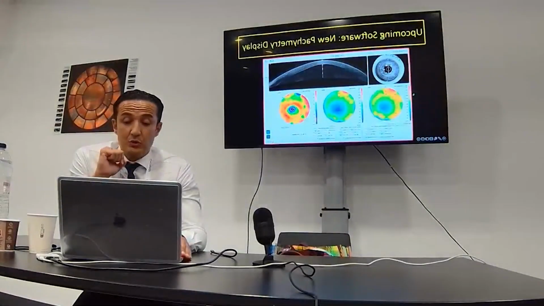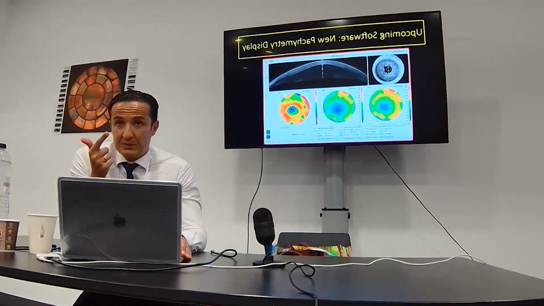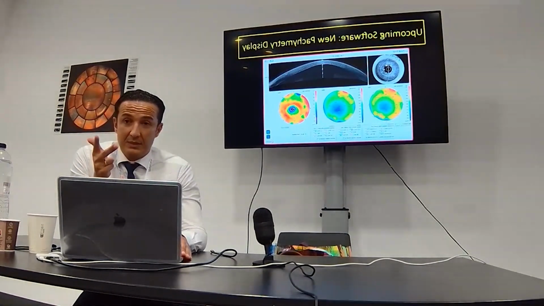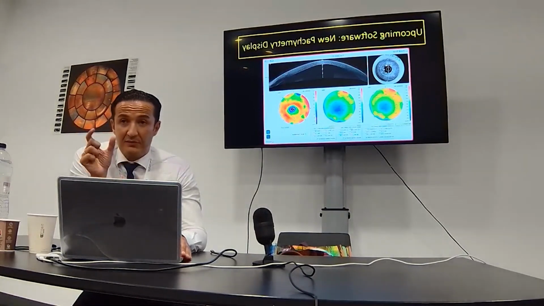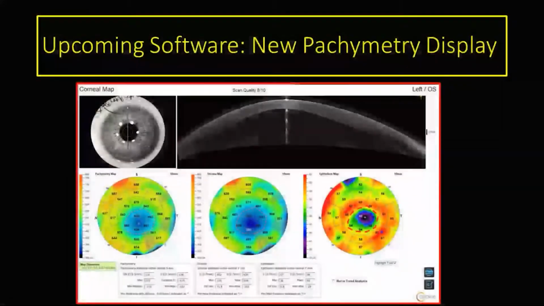And this is a new display of pachymetry with total pachymetry, stromal pachymetry, and epithelium pachymetry together to make a very good comparison with each other.